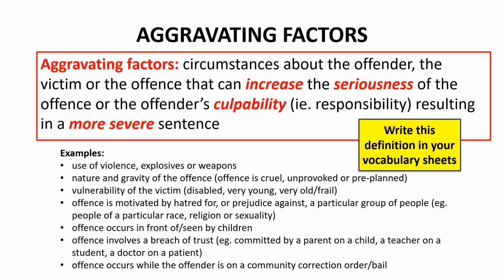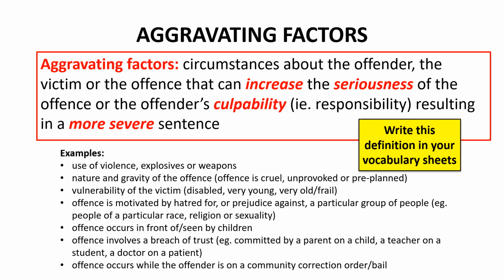This will be the case if the offence is cruel, for example, as where the offender deliberately gouges the victim's eye out with a knife during an assault, or where the offence is unprovoked, for example, as where the offender attacks the victim for no reason, or where the offence is pre-planned, for example, as where the offender is a contract killer who is paid to kill the victim.